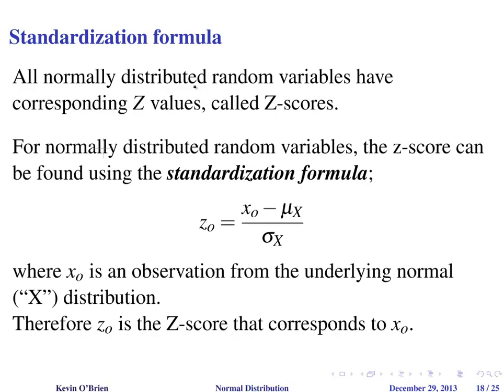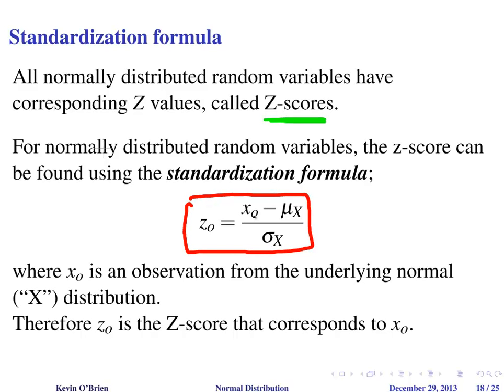All normally distributed random variables have corresponding Z values, and we're going to call them Z scores. This is quite an important matter. This is actually how you would compute a probability associated with a normally distributed random variable. For normally distributed random variables, the Z score can be computed using this formula here. This is quite an important formula. It is the standardization formula. So it's how you find the Z score.